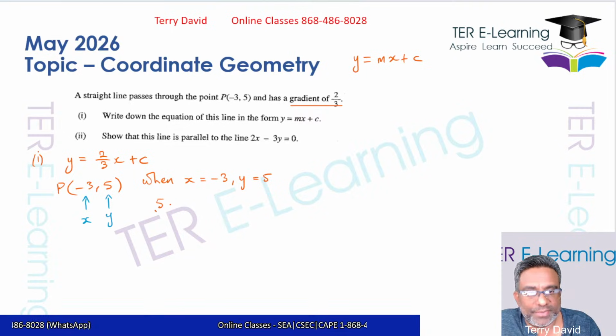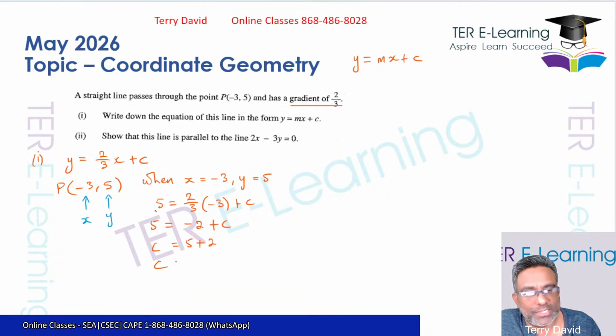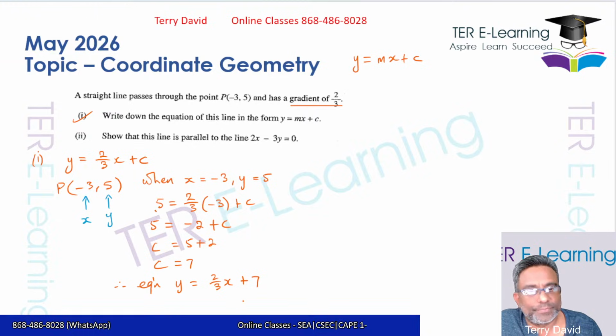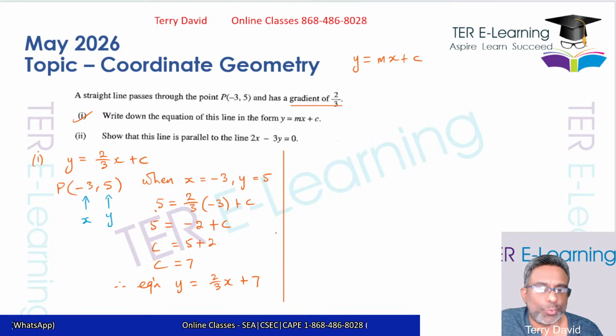So we're going to say 5 is equal to 2/3 multiplied by minus 3 plus c. So 5 is equal to 2/3 by minus 3 will give us minus 2 plus c. So therefore c is equal to 5 plus 2. So therefore c is equal to 7. So therefore the first part, they said equation. So the equation we're looking for here will be y is equal to 2/3 x plus 7. Okay, so that takes care of part 1.